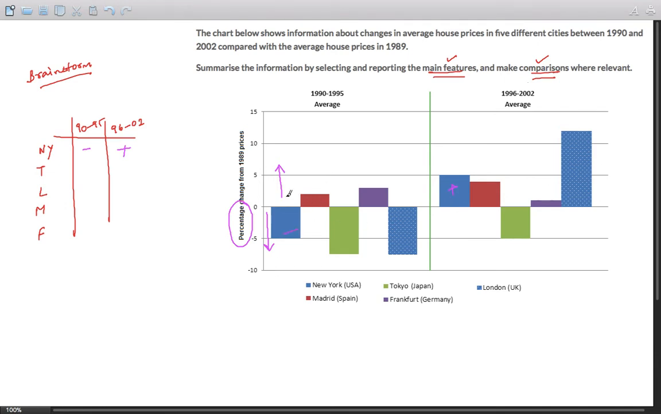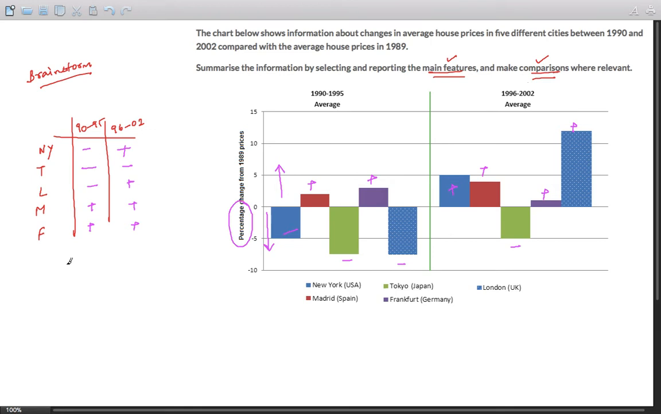Second is Tokyo, I'm sorry. So the green color, Tokyo, it's again a minus and it continues in the negative territory. So that's a minus. London, that's a minus and a plus. Okay, minus plus. Then it's Madrid, plus plus. It increased in both durations. And finally, Frankfurt, it's plus plus.